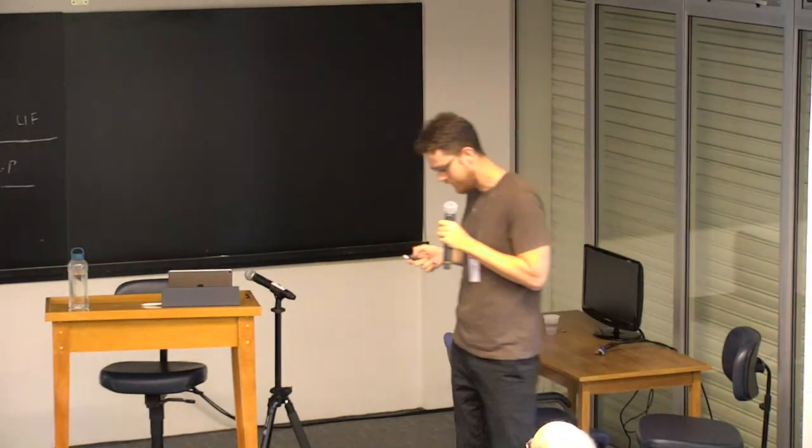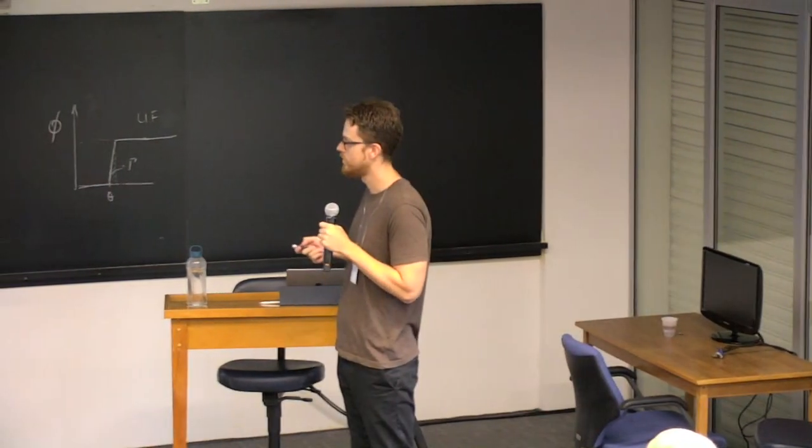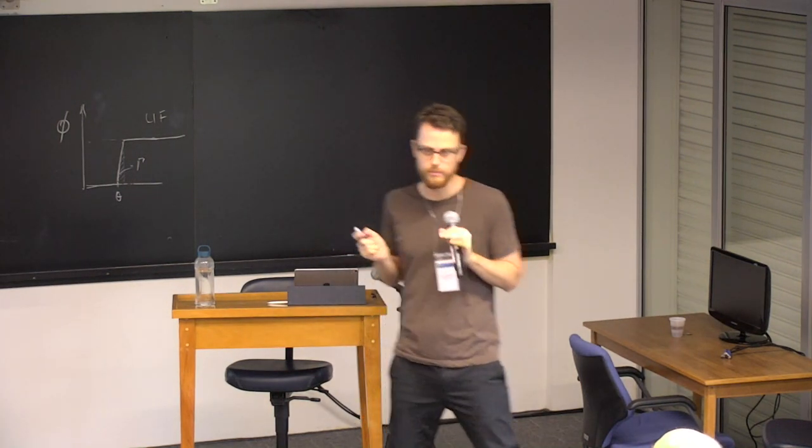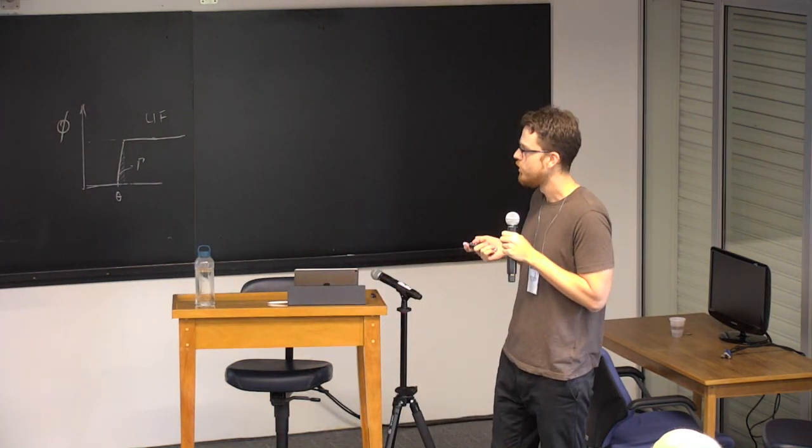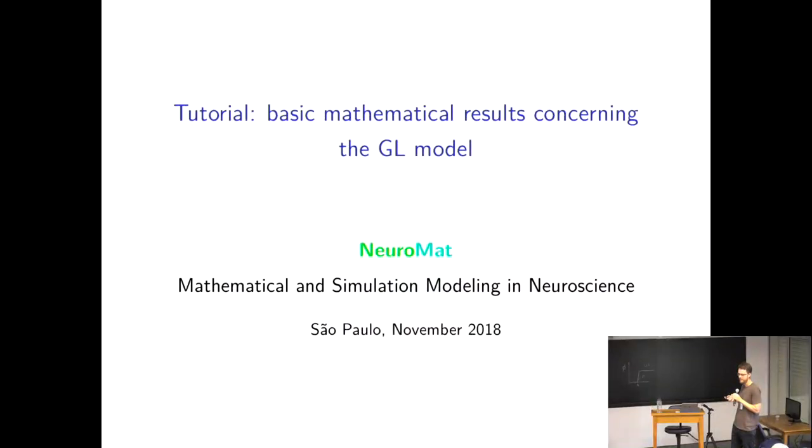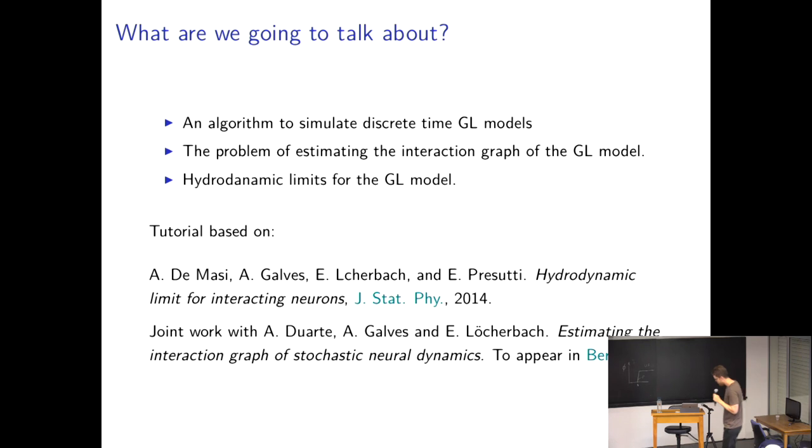Antonio asked me to prepare a sort of tutorial telling some results about the GL model. Probably I won't succeed, so I will present just maybe two or three results. The idea is to present, without too much mathematics, a few results about the GL model. Precisely, sorry for the experts, I want to present a pseudocode to simulate the discrete version of the GL model, okay?